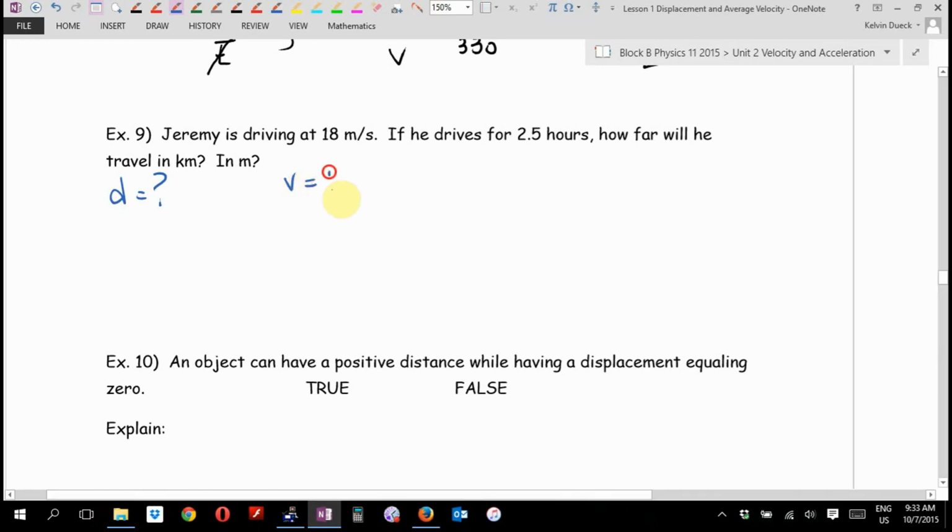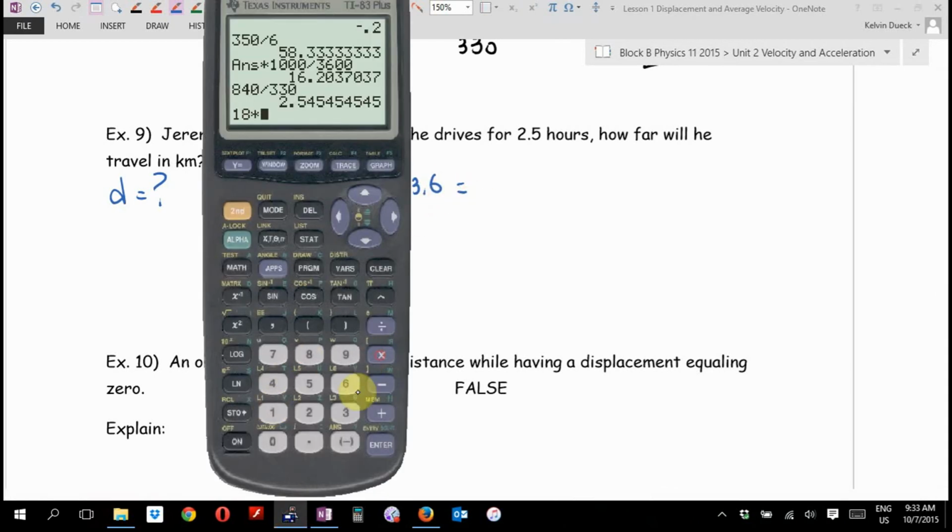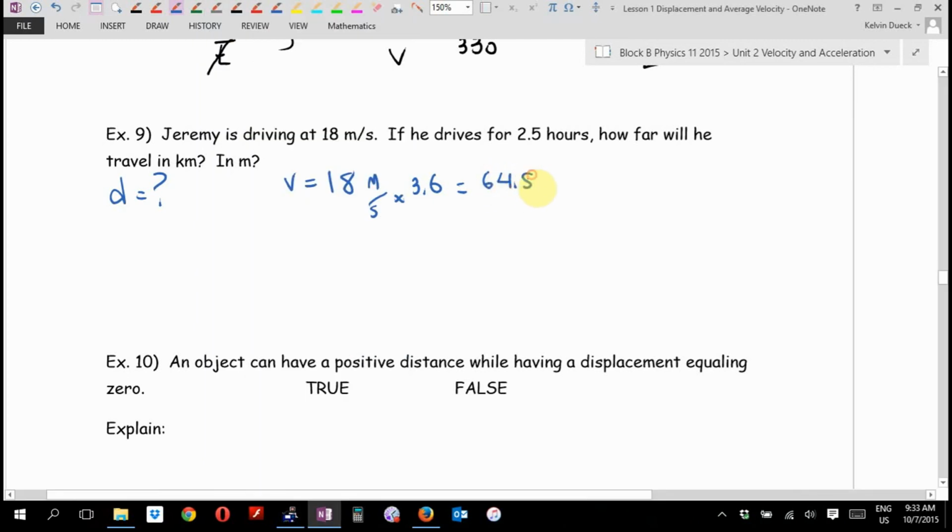V equals, and this time I will write units down, 18 meters per second. It'd be nice if there was an easy, shortcutty way to go from meters per second to kilometers per hour. Oh, there was one. It involved a 3.6. Do I times or do I divide? I can't remember. What did I write down? Times? So, 18 times 3.6, 64.8 kilometers per hour.